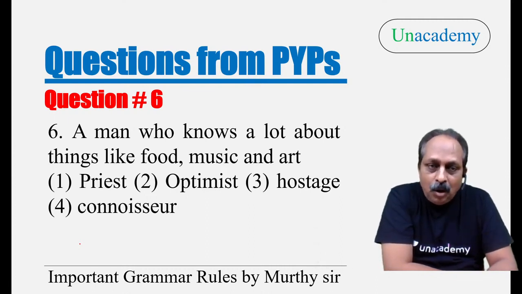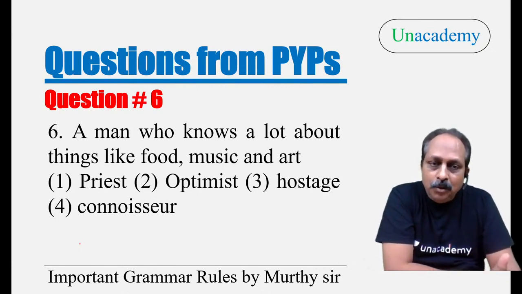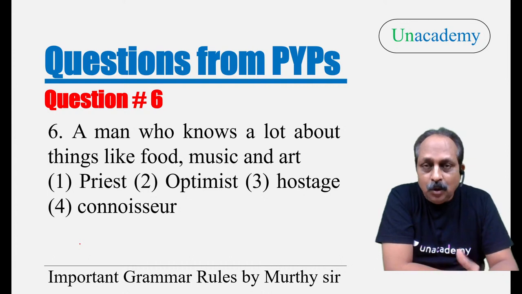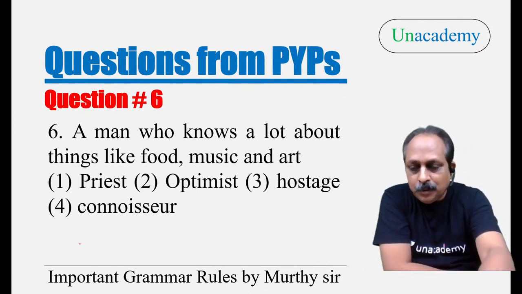A man who knows a lot about things like food, music, and art. Answer is the fourth option, connoisseur. Connoisseur means he has a rich taste. He usually knows a lot about aesthetics. Aesthetics means related to beauty. And food is also considered along with music and art. That's what we say.